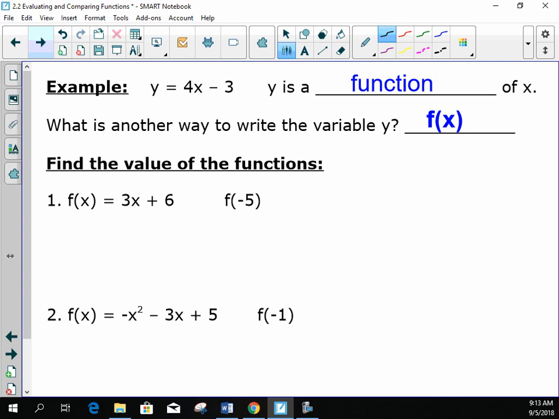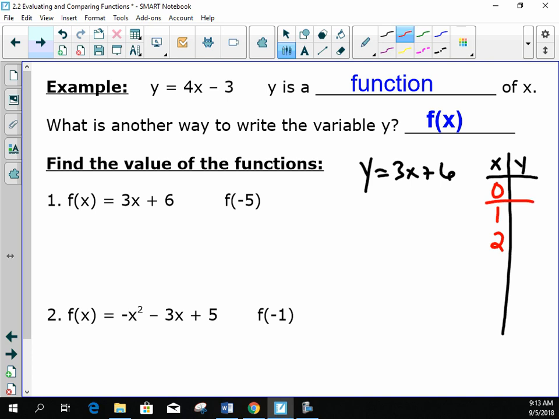So let's stop for a second and let's talk about yesterday a little bit. We were doing functions. So let's take this first function, number 1. It says f of x, but that could easily be y equals 3x plus 6. And then I have an xy table. And then I'm just going to make up values for x. I'm going to say 0, 1, 2. All right? Why did I pick those? Why not?